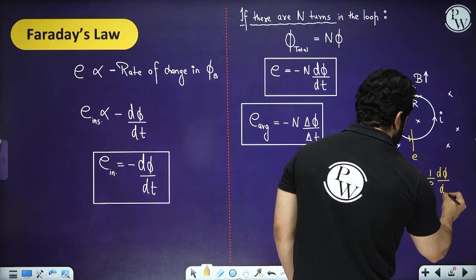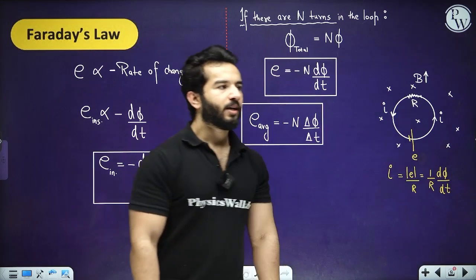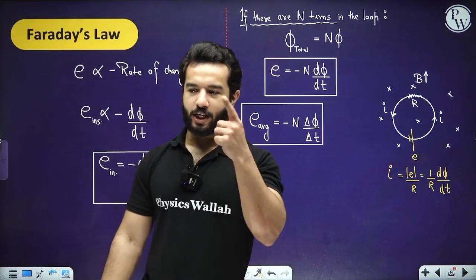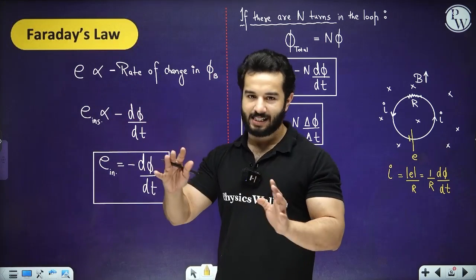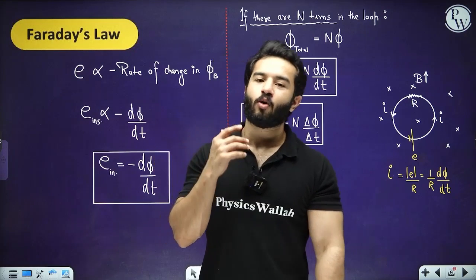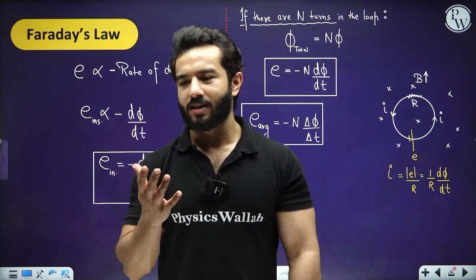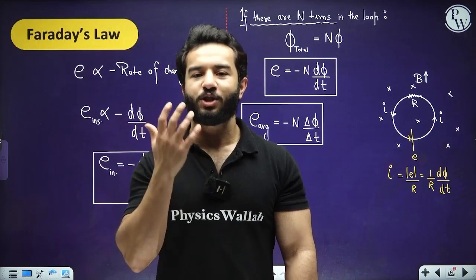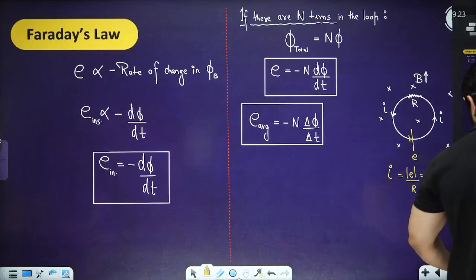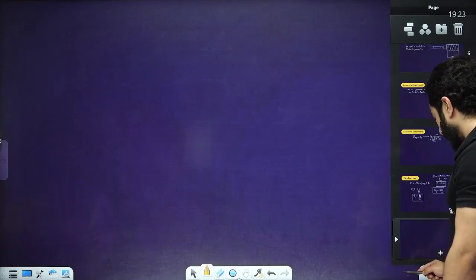Right? So till now we have, I actually owe you an explanation of this negative sign, that is Lenz's law. And second, let's talk more about this phi. Let's talk about the different ways in which we can change the magnetic flux, one by one.